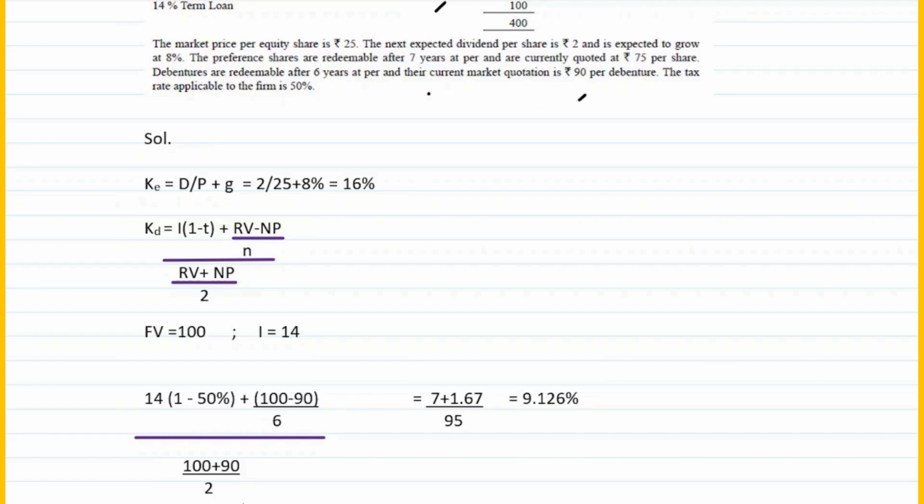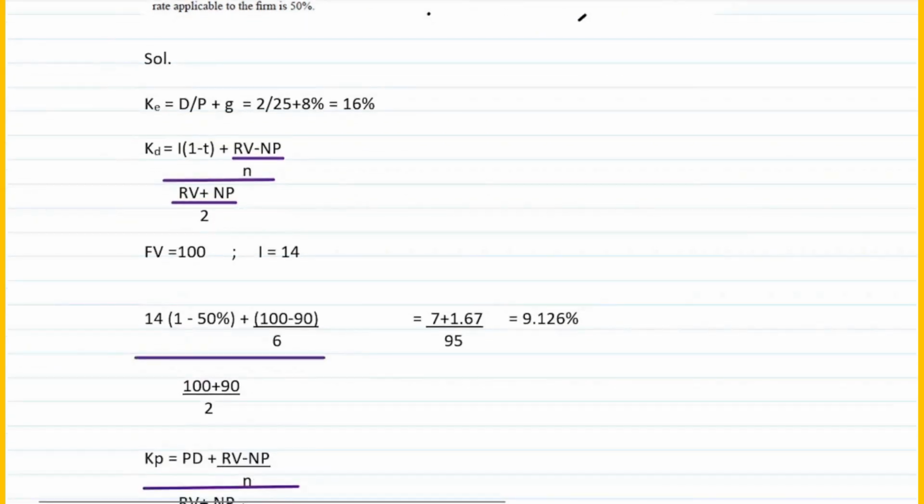14 into 1 minus 50% plus RV, which is 100 minus 90, divided by 6, the whole divided by RV plus NP divided by 2. That is 100 plus 90 divided by 2. I've just calculated it and it comes out to be 9.126. One thing you have to remember with regards to the formula is that this particular division is only for this part, RV minus NP. So you don't do the whole division here. The below division is for the whole of the portion. So you just have to keep this in mind.